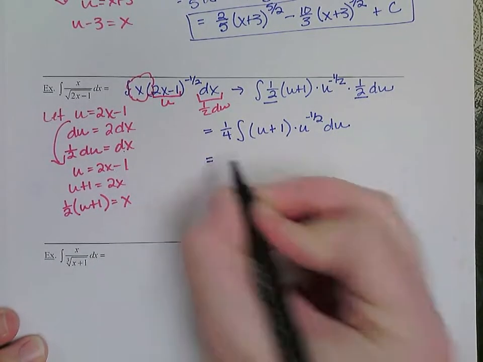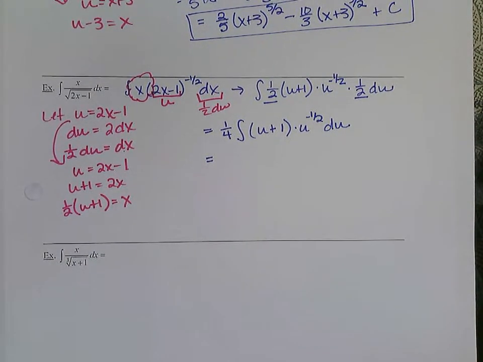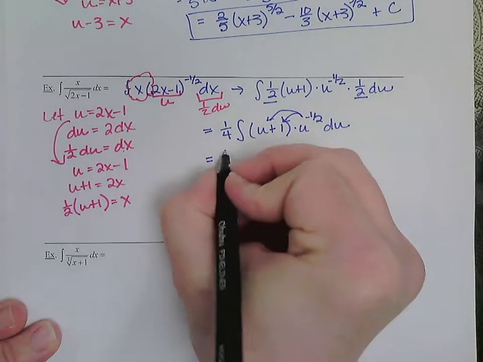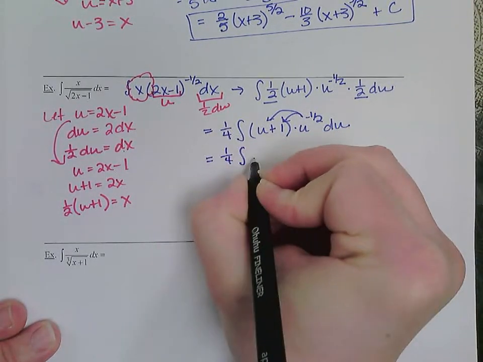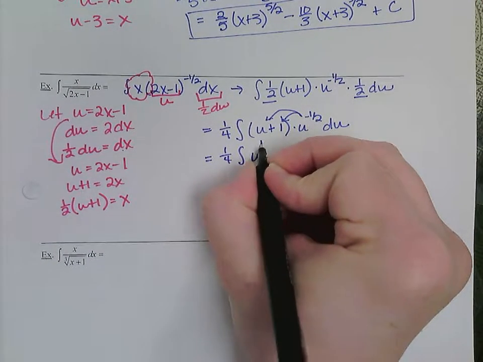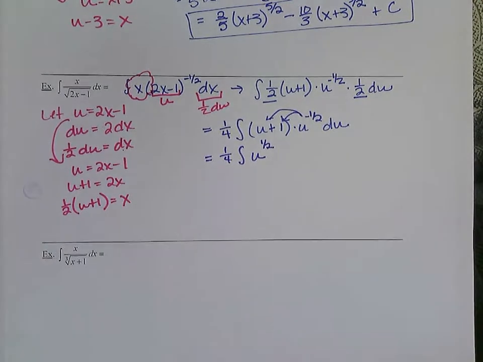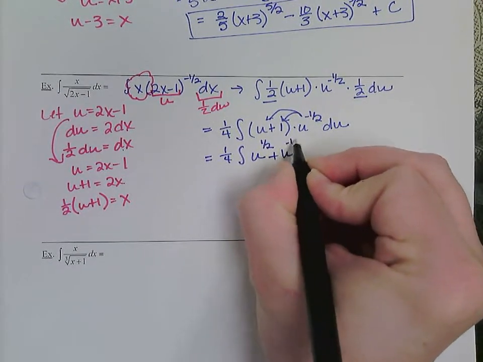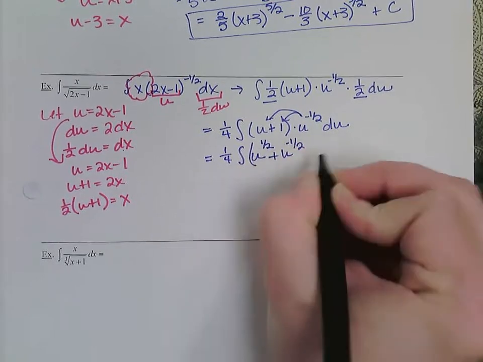Okay, so then what did you do? Distribute the u to the -1/2 to both terms there. We could actually go ahead and multiply it. So I've got u to the first times u to the -1/2 gives me u to the +1/2. Then I've got plus 1 times u to the -1/2 is u to the -1/2 du.